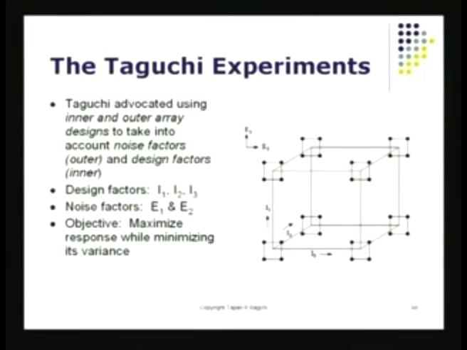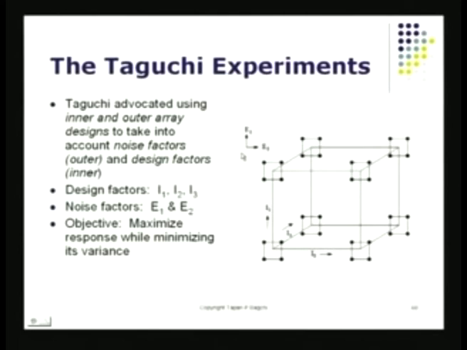Because each can be set at 2 levels, I can now construct a 2 by 2 by 2, or an 8 row matrix. That is exactly what I show in the inner box. Look at the corners. The corners basically seem to have another matrix imposed on them. These corner matrices are constructed by using what we call noise factors.